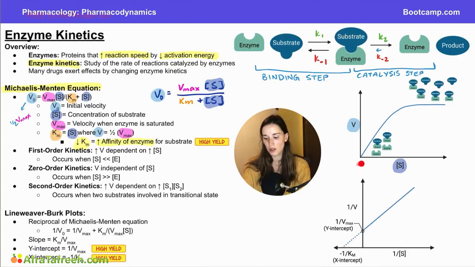So at low substrate concentrations, the velocity is going to be very, very low. For example, when there's no substrate around, the velocity is going to be 0 because the enzyme won't be able to turn any substrate into product. When there's a little bit of substrate around, some of it will bind and the reaction will proceed, but the reaction won't be proceeding as fast as it would be if there was a lot of substrate around. As the substrate concentration increases, the velocity will increase in a linear fashion.